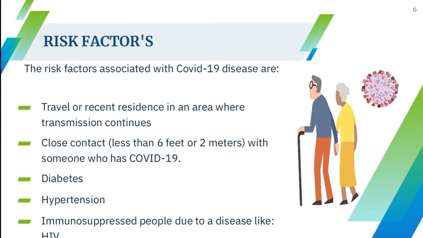Risk factors. The risk factors associated with COVID-19 disease are travel or recent residence in an area where transmission continues, close contact, less than 6 feet or 2 meters, with someone who has COVID-19, diabetes, hypertension, immunosuppressive people due to a disease like HIV, and older adults with a chronic illness.